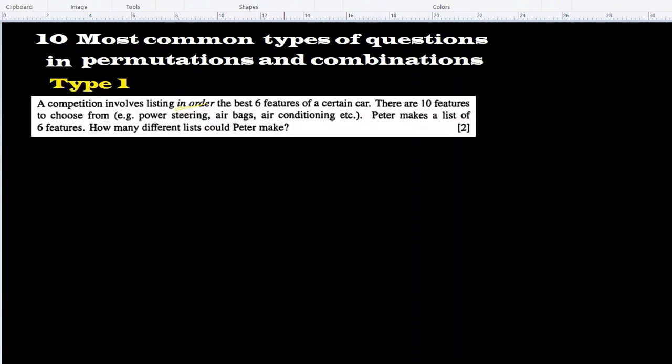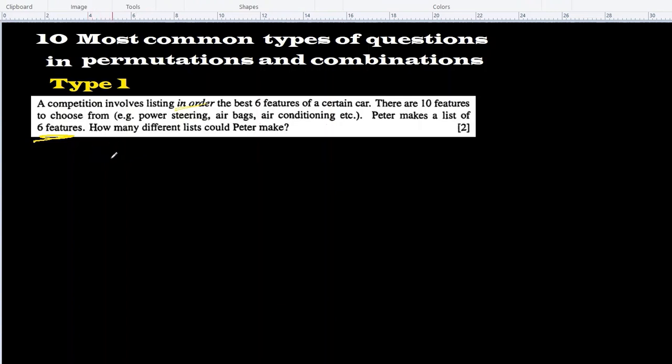This is type 1. A competition involves listing in order, that means order is important, of the best 6 features in a certain car. There are 10 features to choose from: power steering, airbags, air conditioning, types of tires. It could be color and all that. Peter makes a list of his best 6 features. How many different lists could Peter make? So Peter is one person and he has 10 options to choose from.